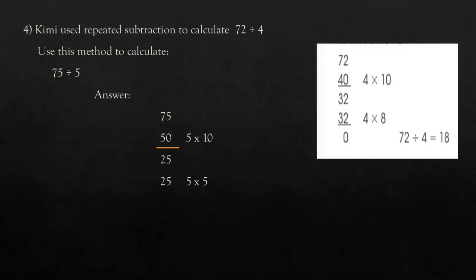So now what is the next step? Just subtract it. 25 minus 25 is 0. So for 75 divided by 5 using repeated subtraction, you will be getting the answer as 10 plus 5. That is 15. So 75 divided by 5 is 15. Understand how you find the answer using the repeated subtraction method?